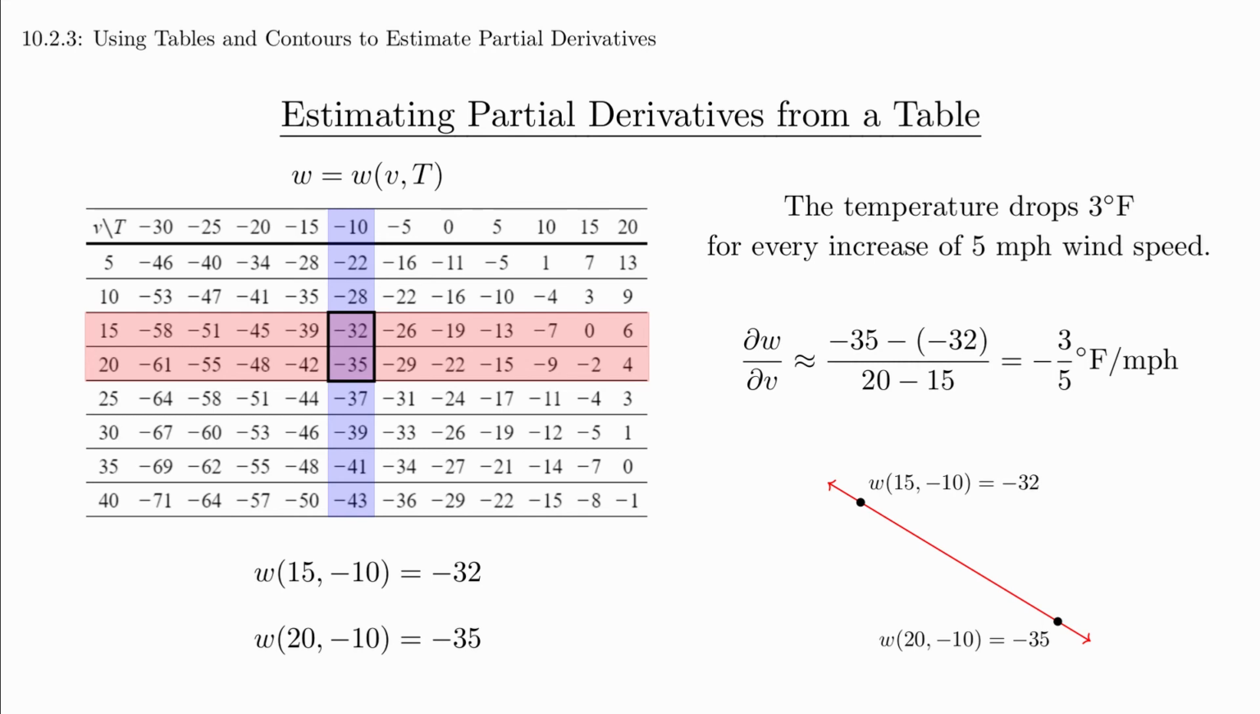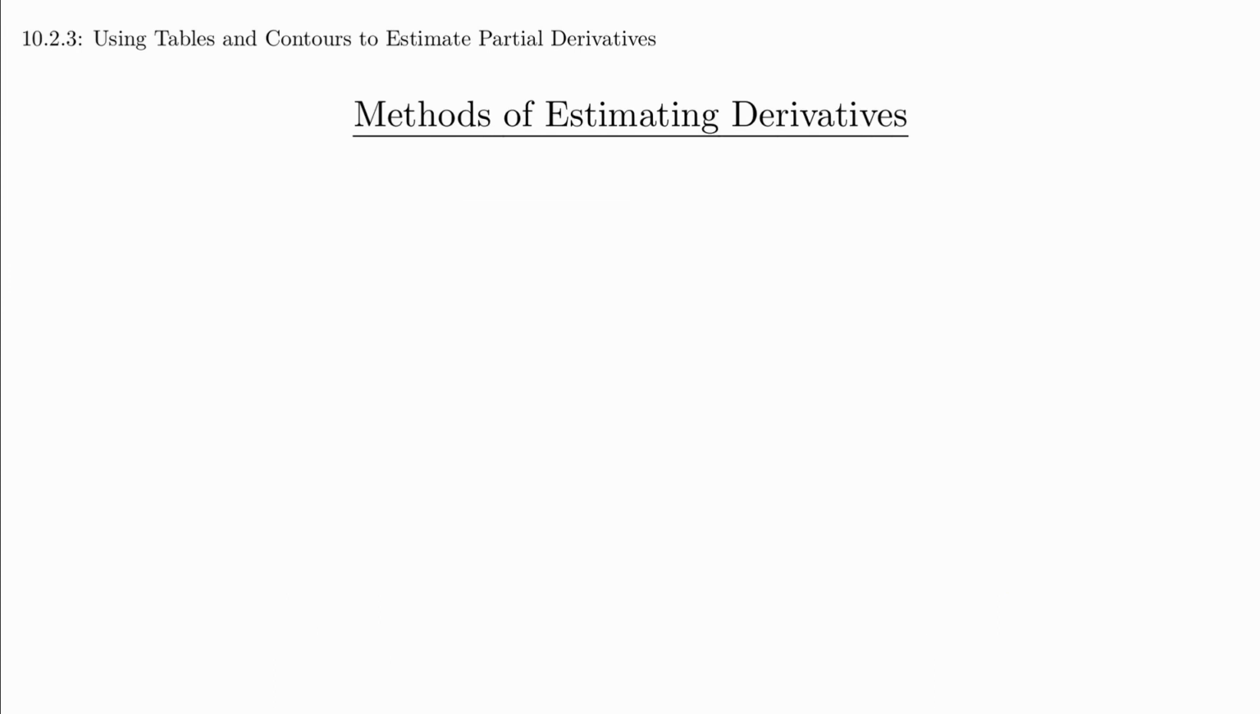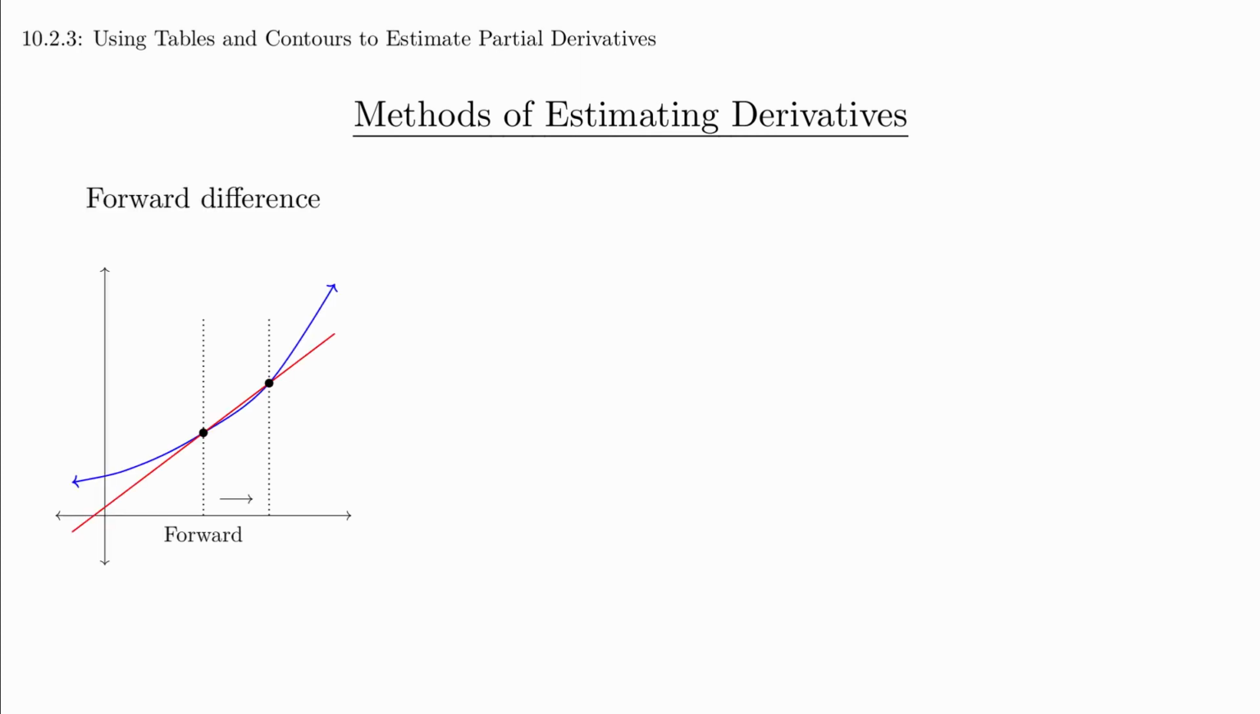Remember that this is not an exact derivative, since we're not actually taking a limit. We're just making an estimate. It's worth pointing out that there are multiple ways to estimate the slope. The process we just completed is known as a forward difference, and it's called that because we're using a forward step to estimate the slope.